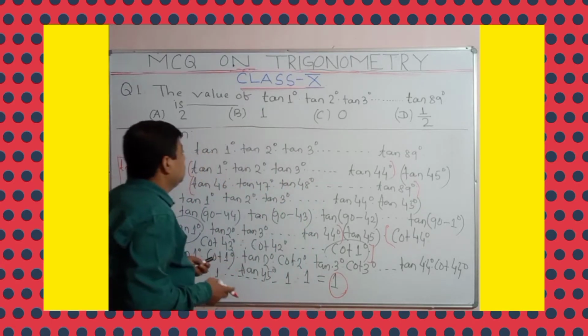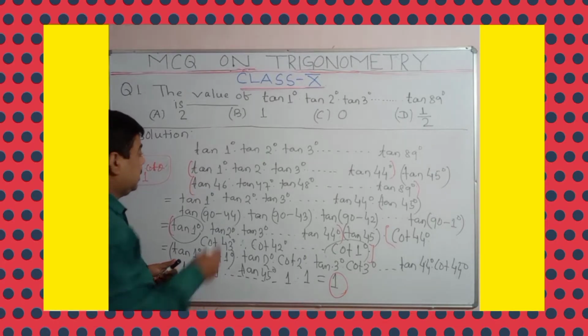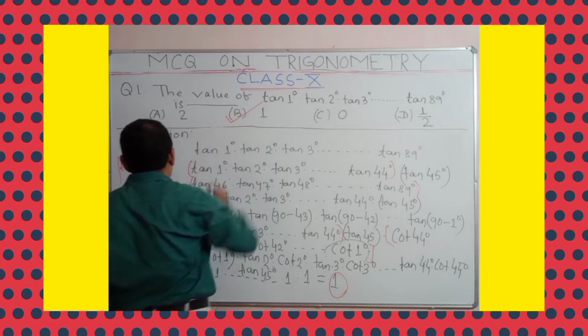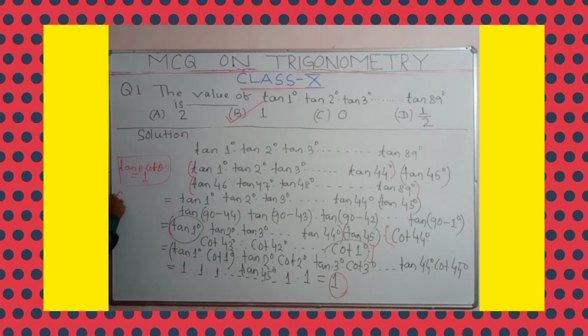Is it clear to all of you? So, which is the correct option here? So, B is the correct option. Okay. So, option is B. Is it clear? Understand? Okay.